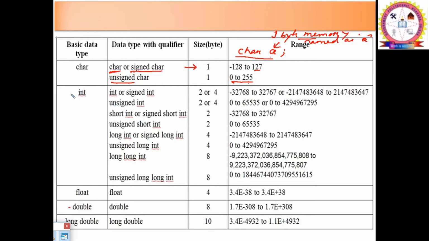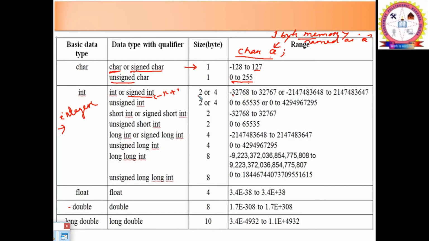Next, considering the int data type. int means integer, a number which can be both positive and negative. When we write just int, it is considered signed int. Signed int means it can store negative values as well as positive values.